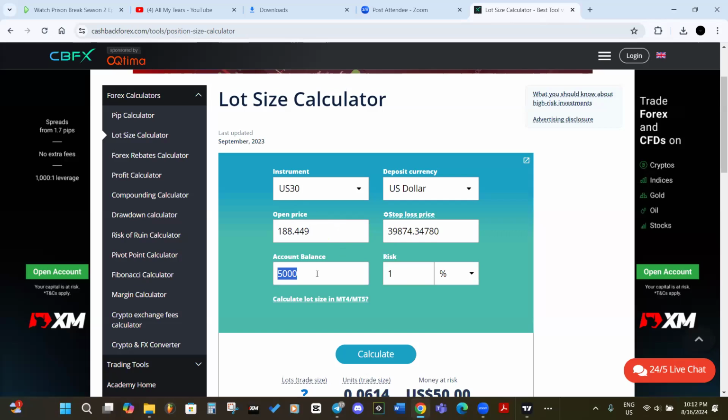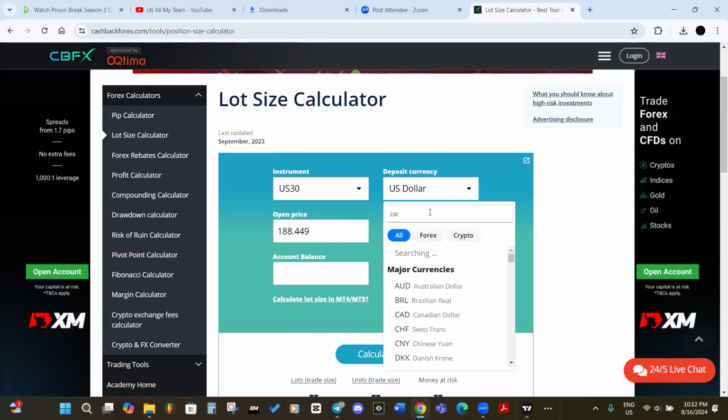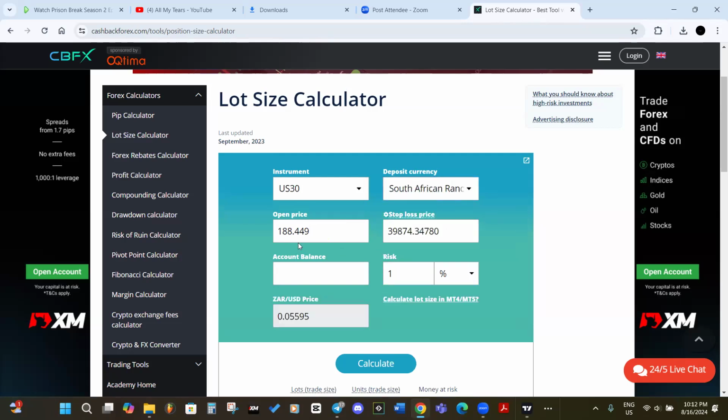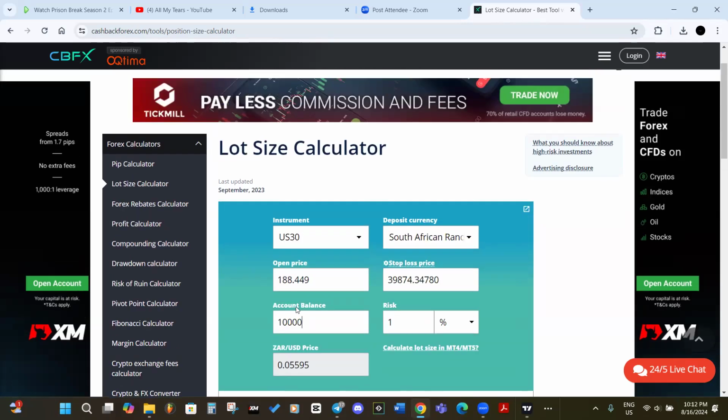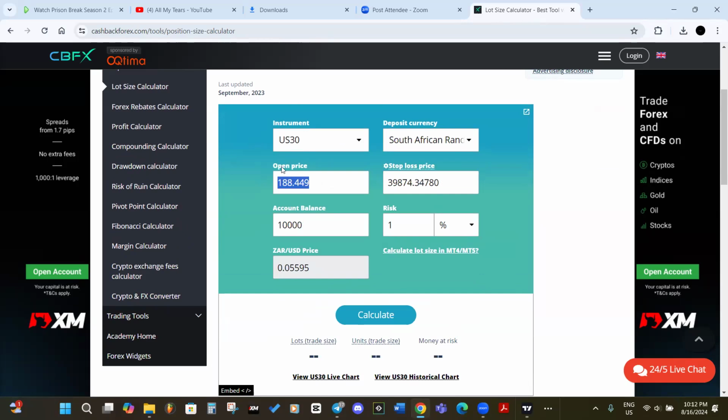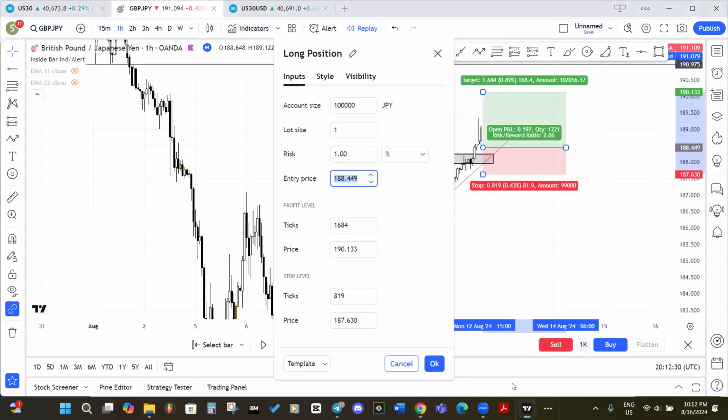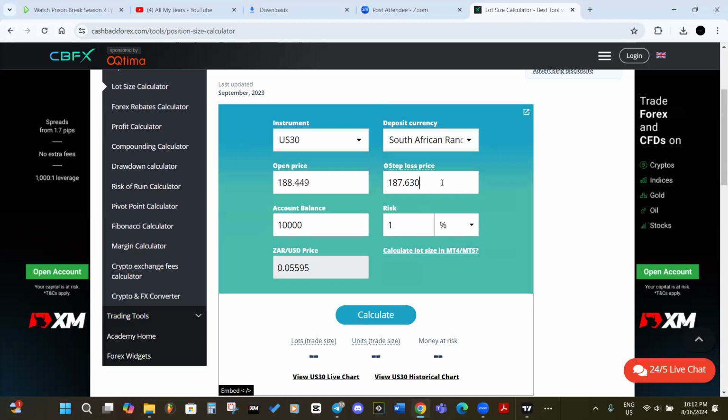This is where you write your account size, just like what I said. In this case we're using dollars. Let's say you are trading with rands, then you have to change it here. And let's say you are trading with a 10K account. Here you put your opening price. Then you go back, copy your stop loss price, and paste it here.